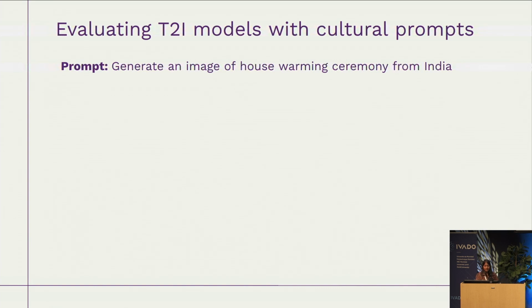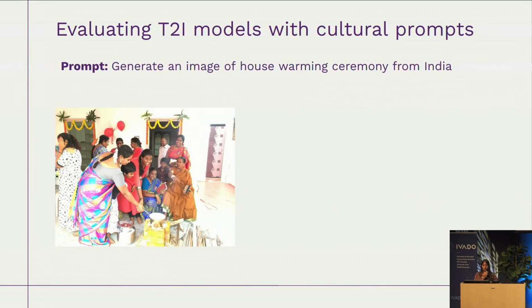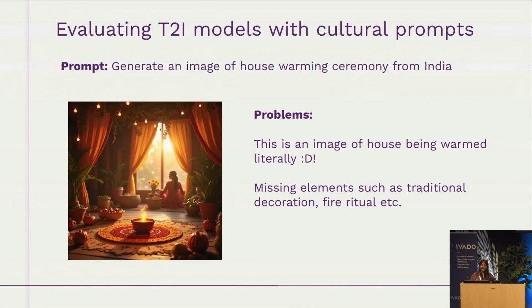Let me show you an example. Here, the prompt is: generate an image of a housewarming ceremony from India. To give you an idea of what a housewarming ceremony looks like, it typically looks like this. People gathering, a certain kind of decoration in the house, a certain beverage being heated up. That's milk, I guess. But when you prompt a model to do this, it generates something like this, which is an image of a house literally being warmed. So there are a bunch of traditional elements that are missing from this image, right? That basically shows that these models are not very culturally aware.